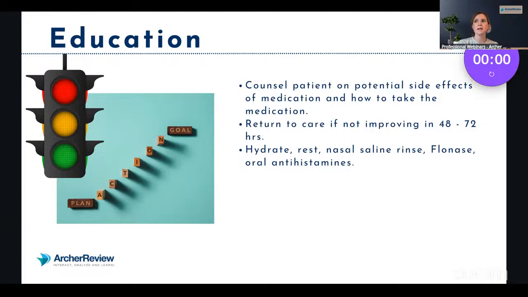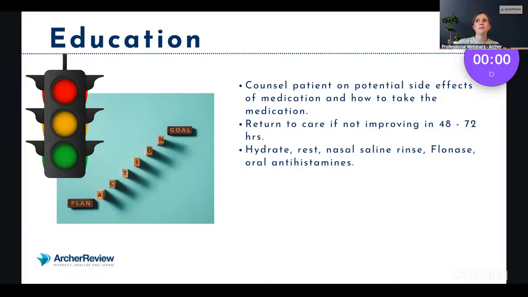So again, if you start them on an antibiotic and they are not feeling better after the first 2 to 3 days, or if they really feel like they're getting worse, if they start to have any kind of swelling or looking like they're getting periorbital cellulitis, or any kind of abscess formation that's not improving, we need to get them back in. So counsel them on what the return to office symptoms would be.